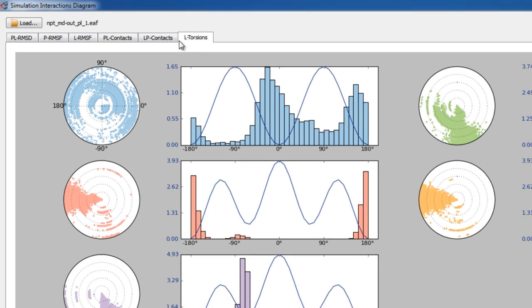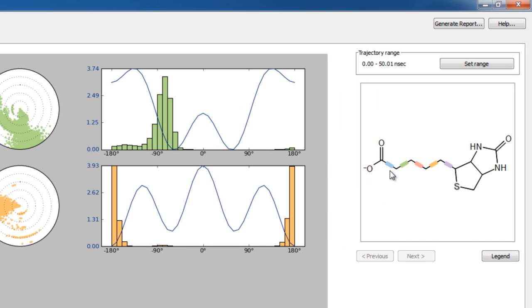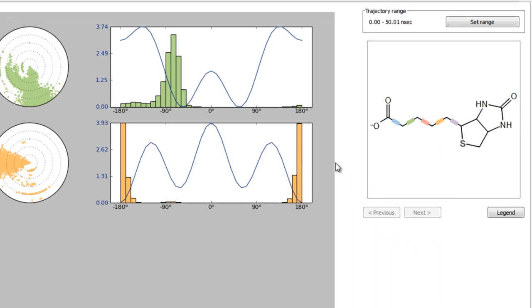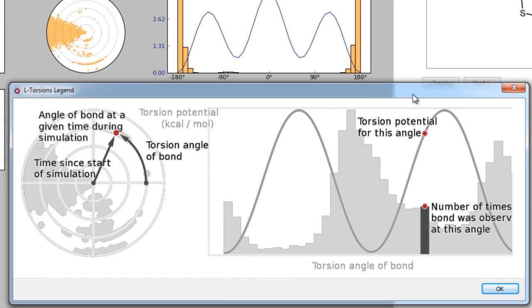Here we have the L torsions or ligand torsions plot, which summarizes the conformational evolution of every rotatable bond or torsion in the ligand throughout the simulation trajectory. Here is the 2D schematic of the ligand with color-coded rotatable bonds. Now, each rotatable bond or torsion is accompanied by a dial or radial plot as well as a bar plot of the same color. Clicking the legend button will provide some useful information on how to interpret these plots.